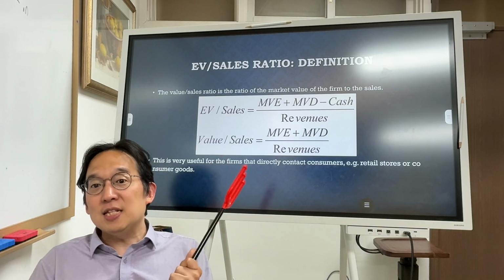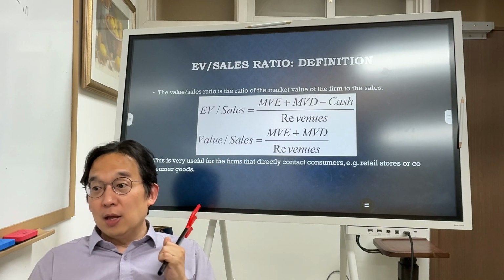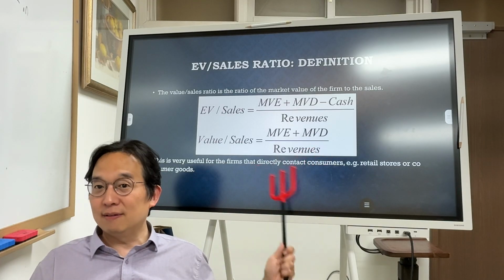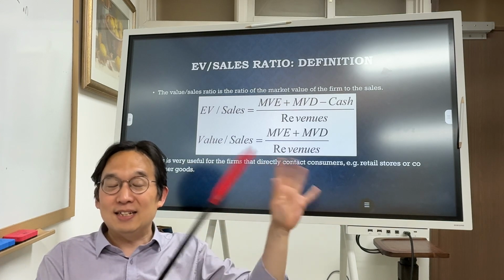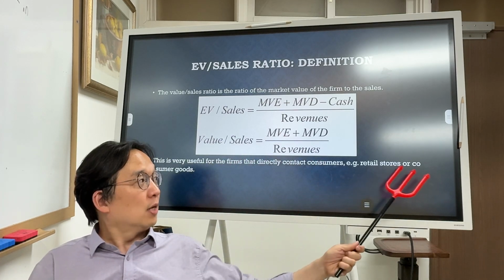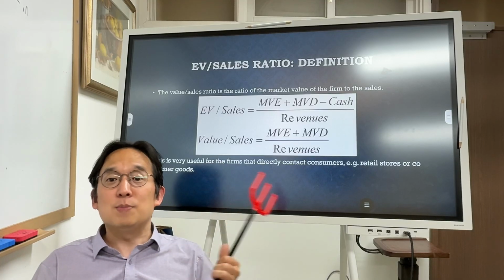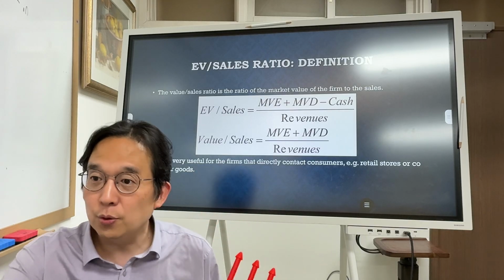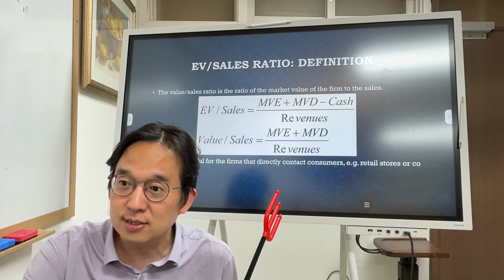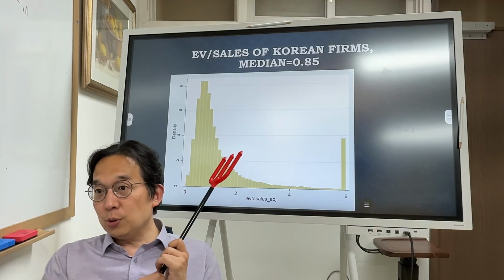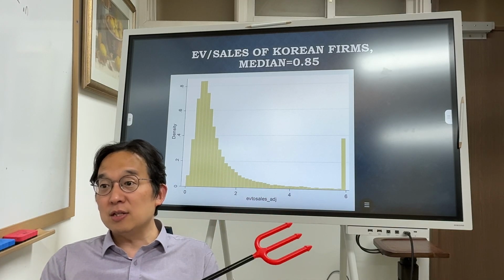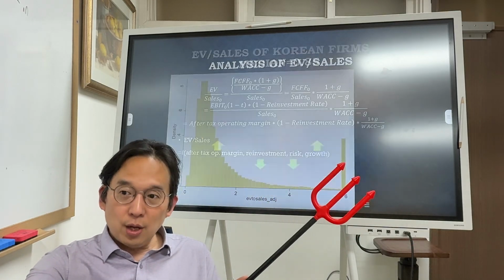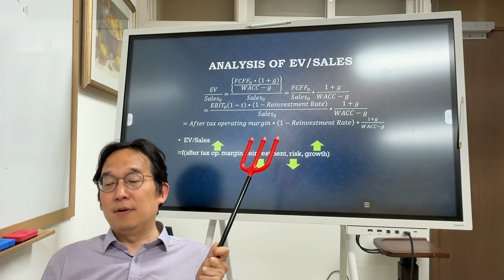This kind of sales-based multiple is useful if you are valuing retail industry where the sales matters a lot to the general customers, the general public, and then the consumer goods like cosmetics, your Estee Lauder kind of companies, right? So EV to sales or value to sales kind of things will be important. Also, if you look at the distribution of EV to sales of Korean firms using Windsorization, it looks like this. Again, right skewed.